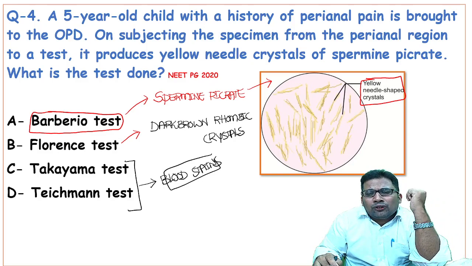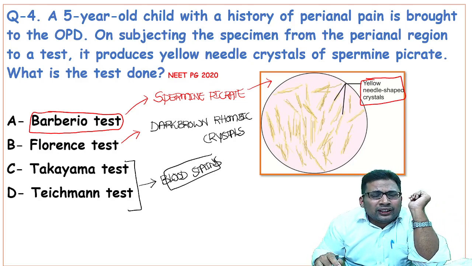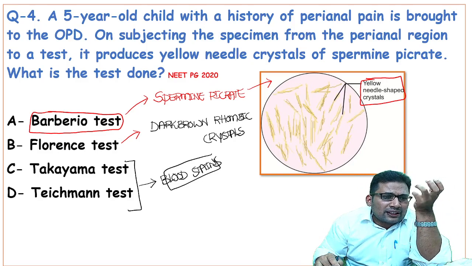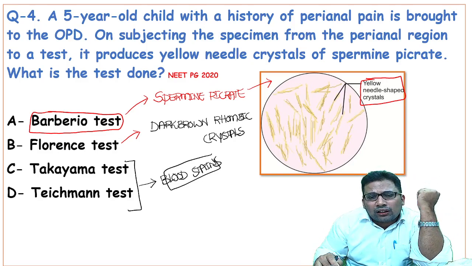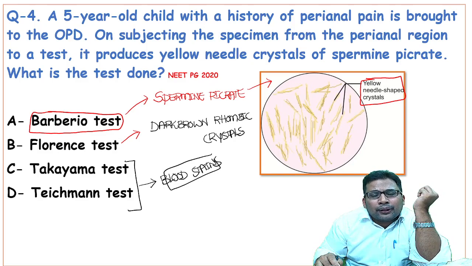I think question number 4, it is again a repeat question. So it was about the yellow needle-shaped crystal. So this is a question I got from one of my student. So he said this was the question asked. A 5-year-old child with a history of perianal pain brought to OPD and subjecting specimen from the perianal region, yellow needle-shaped crystals of spermine picrate.